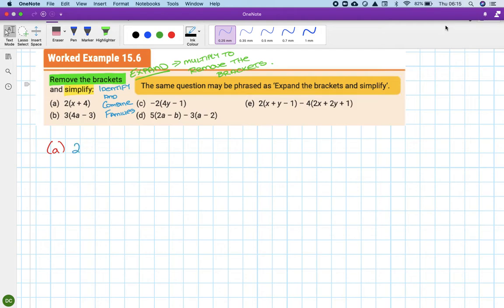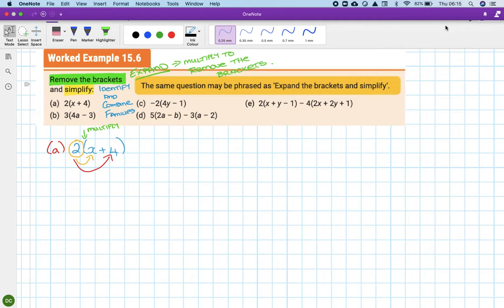So the first one says 2 bracket x plus 4. Okay, so we know that these brackets mean multiply. Okay, so that says 2 multiplied by x plus 4. So what that means is it's a kind of tidy way of telling you to do 2 multiplications. They want you to take the 2 and multiply it by the x, and then multiply it by the 4. So they want you to multiply it by both parts of the bracket.